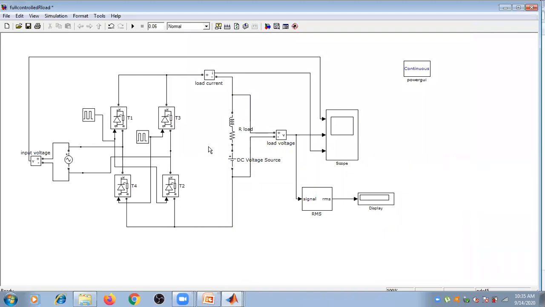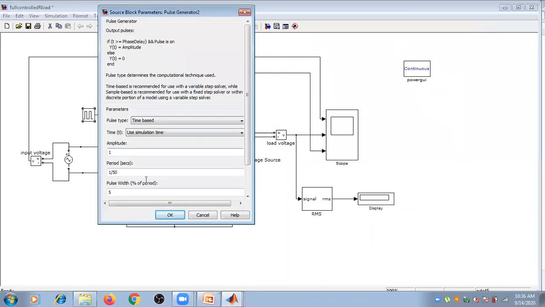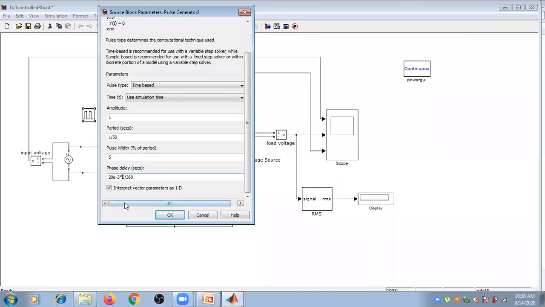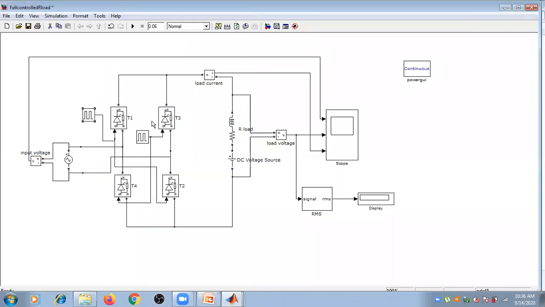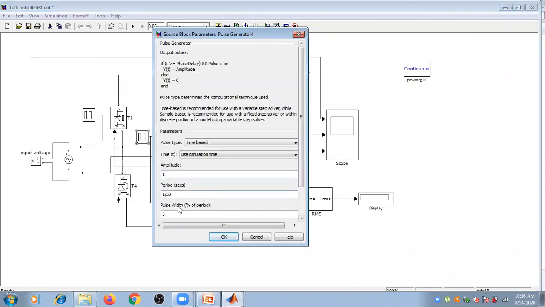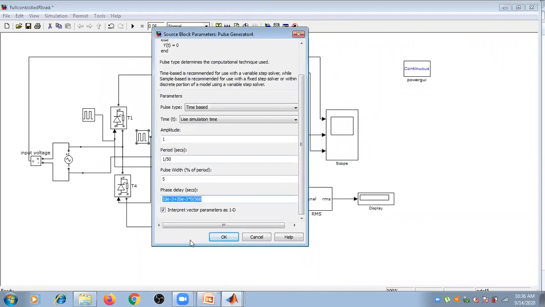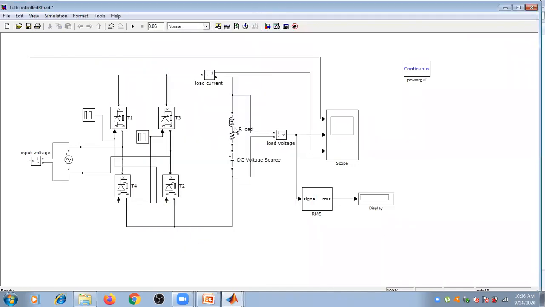Okay, and here it is a full controlled converter, because you can see we have 4 switches, and all the 4 switches are controlled switches. That is the reason why it is a fully controlled converter. Now here also the alpha angle we can control. We can change the alpha. Here also I am taking 30 degrees, or you can choose any angle, no problem. So I'll show you for 2 alpha angles.